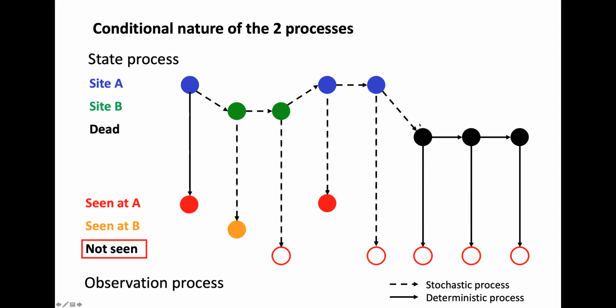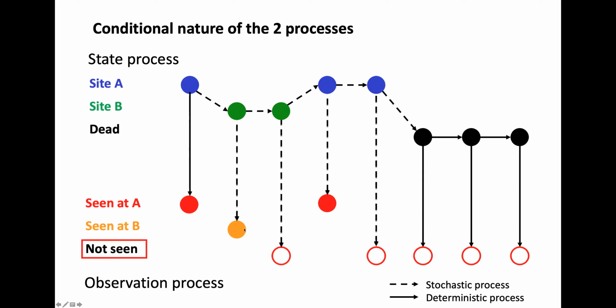Okay, from the state process, we get the observation process, and the individual may be seen in site A, or seen in site B, or not seen at all. And the detections are conditional on the state. So the detections are conditional on the upper layer here, the state process.